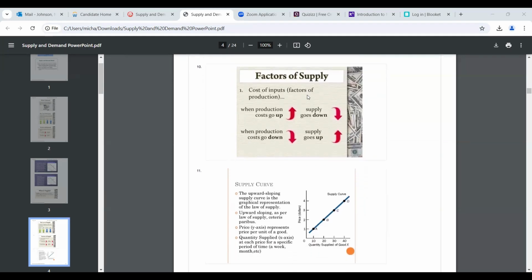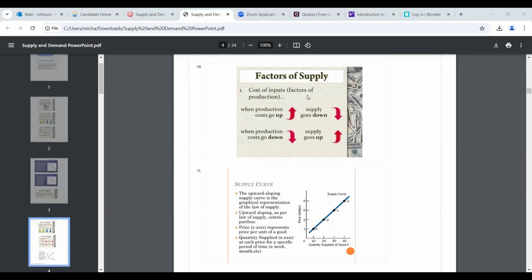Then factors of supply: cost of inputs, factors of production. When production costs go up, supply goes down. That makes sense because if the cost of production is higher, you're going to produce less. If your costs are higher, you're going to shut down a lot of your production. But if your production costs go down, you're going to be able to supply more.